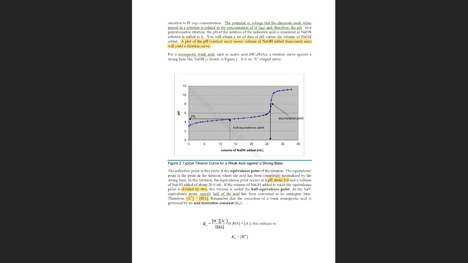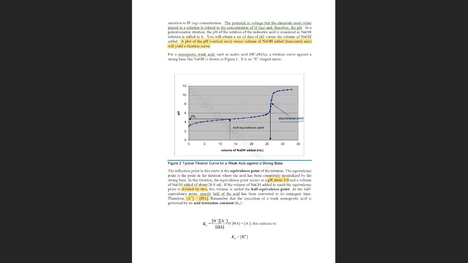You see that it has an S shape, and it has only one inflection point because it's monoprotic. And the inflection point, as is written here, is the equivalence point. Remember, what is the equivalence point? It is when the number of moles of the base is stoichiometrically equal to the number of moles of acid. This is key so you understand.